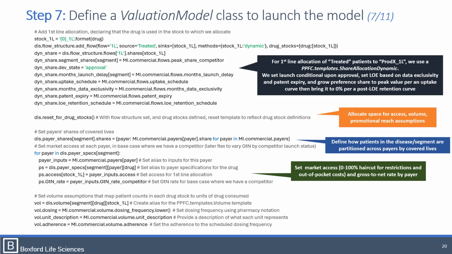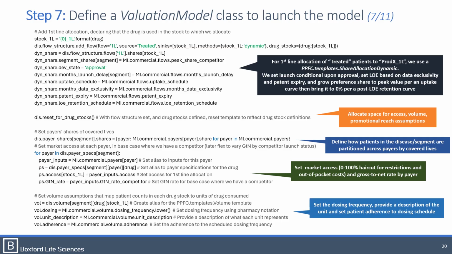And again, that's something that we're going to come back and change later to make it contingent upon the launch of a competitor. And then finally, here we're setting the volume assumptions that map patient counts to units of drug consumed. We again use an alias for simplicity, so we don't have to type out all these individual addresses of where in the disease model the information is contained, but we set the dosing to the specified dosing frequency, set the description of the unit, and the adherence that we provide.